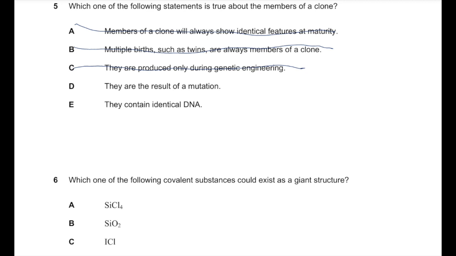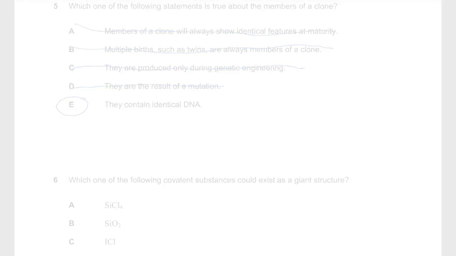D. They are the result of a mutation. This is standout false. For something to be a clone, they have to be identical, and a mutation would mean that there's a change in the DNA, which would cause one of the clones to be not identical to the other. So D is incorrect. And finally, E. They contain identical DNA. This is correct, because the essential feature of clones is that they have the same identical DNA. That is question 5 completed.